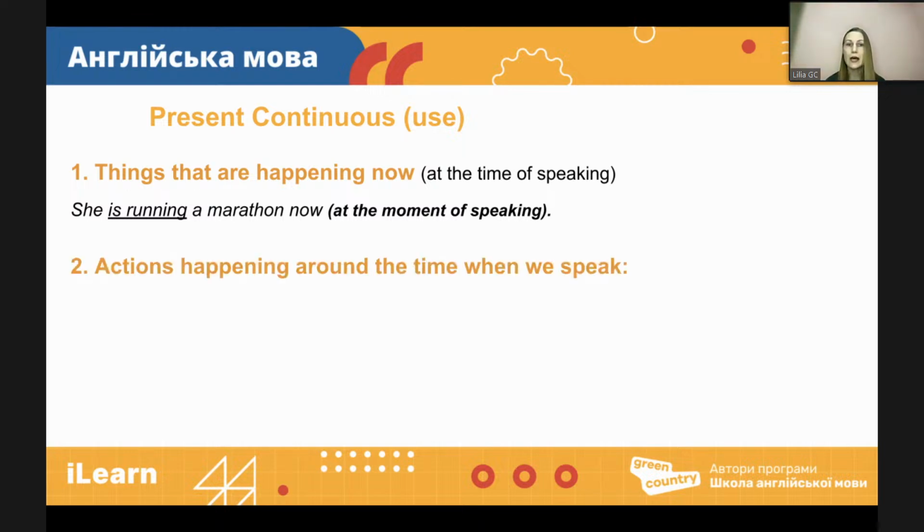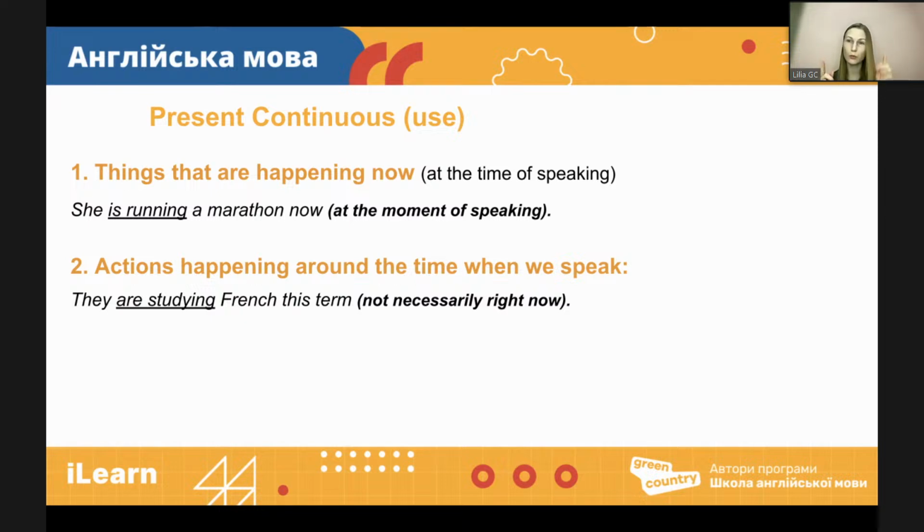Number 2, actions happening around the time when we speak. Like here, they are studying French this term. So, are they studying French this very moment? Maybe no, maybe they relax, it depends. But they study it this term. So we have some temporary action with clear beginning, like the beginning of the term, clear ending, the end of the term, right? And in between those points, the action is in progress. But maybe with some pauses, because of course we need to live apart from learning, right?